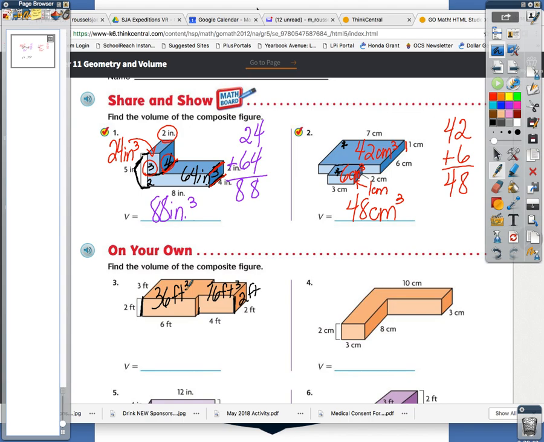So the volume of this larger prism was 36 cubic feet. The volume of this smaller prism on the right side was 16 cubic feet. So to get the total, we would add 36 plus 16 to give us a total of 52 cubic feet as the volume for that prism.